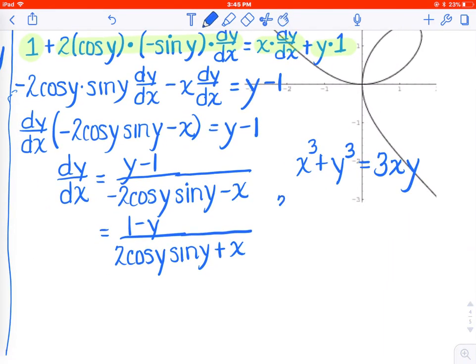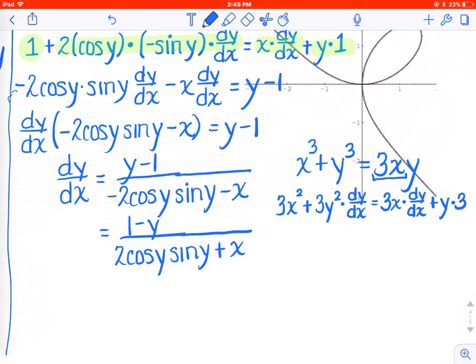So my derivative for x cubed is 3x squared, plus derivative for y cubed is 3y squared dy dx. And on this side I'm going to need 3 times, and again I could put the 3 with the x as the first term, so 3x times derivative of the second term, plus y times derivative of the first term.